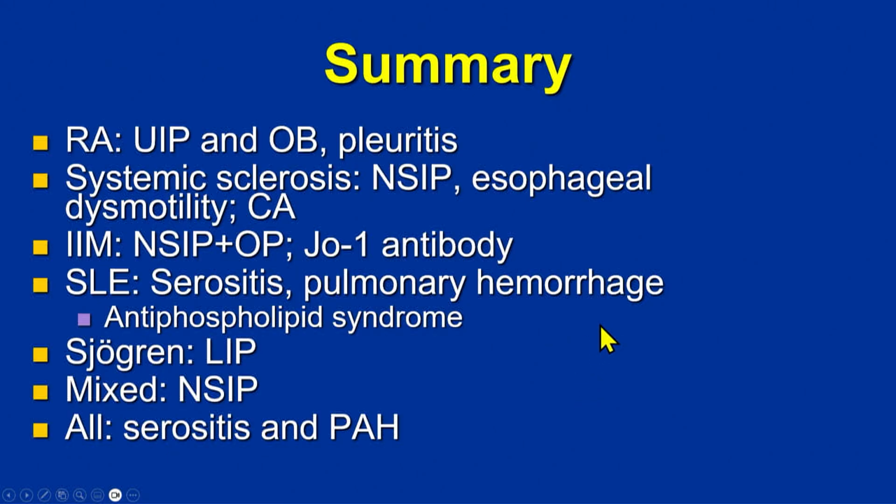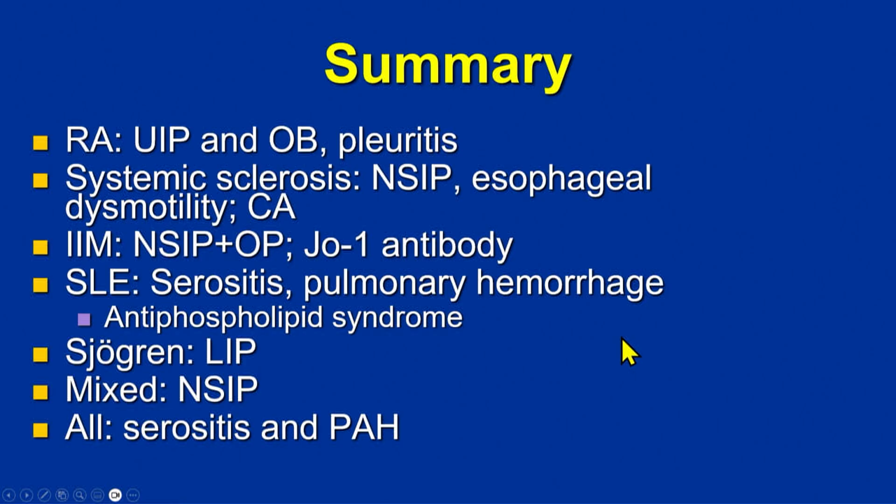So in summary, we talked about the different connective tissue diseases and their pulmonary and thoracic manifestations. In patients with rheumatoid arthritis, again, we're thinking about UIP. They can also have small airway disease, so obliterative bronchiolitis, follicular bronchiolitis. Look for pleuritis as well. Systemic sclerosis, look for NSIP and esophageal dysmotility. The myopathies, look for that combination of NSIP and OP.